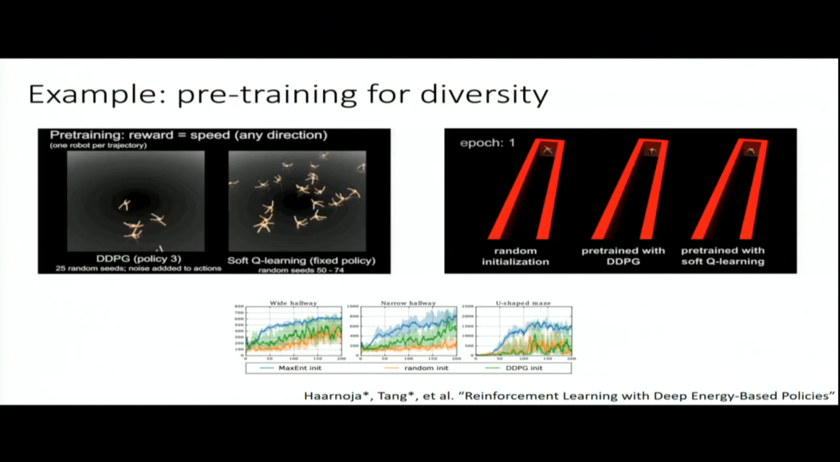OK, yes? So for maximum entropy, is it only applicable to Q-learning? I guess this says it was used on Q-learning. Is it applicable to, like, policy gradient? Yeah, so you can actually formulate maximum entropy policy gradient methods. It's actually very straightforward.